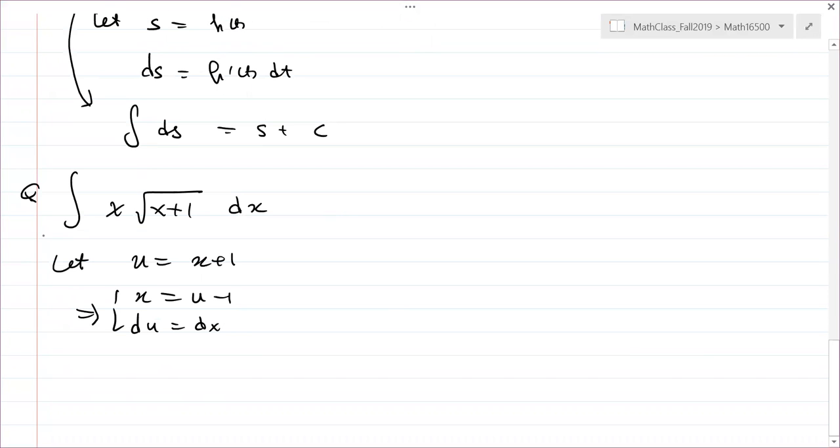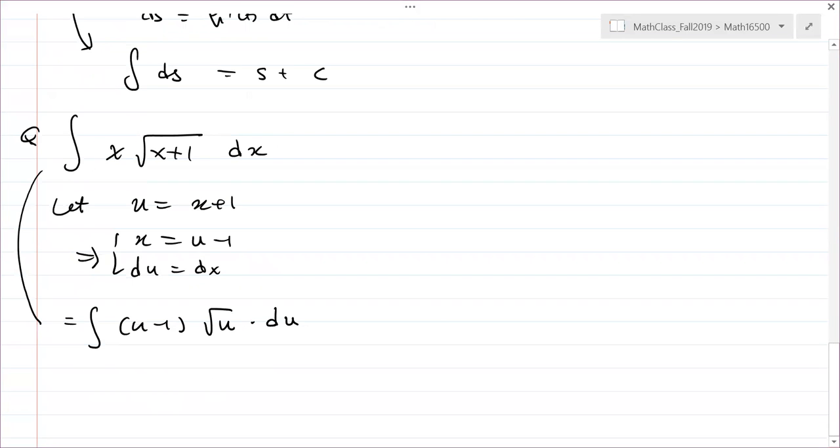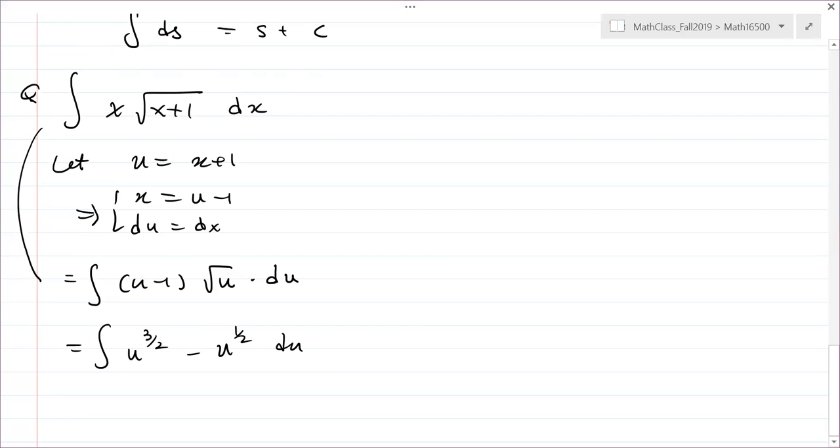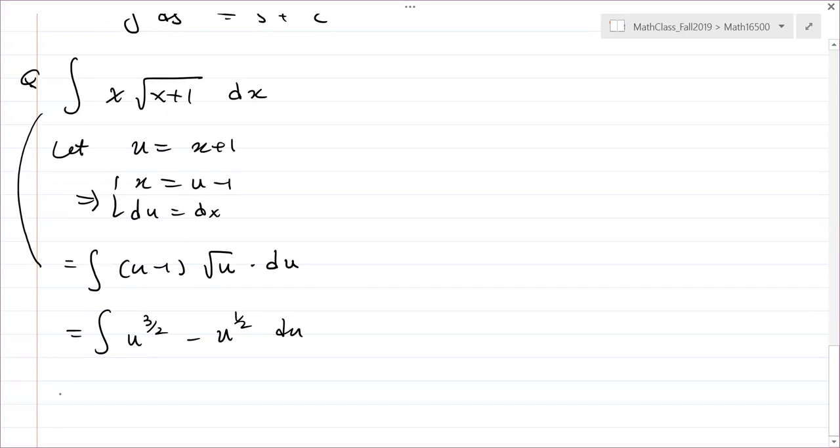All right, so the above integral now becomes the integral of (u minus 1) square root of u, with dx equal to du. This is better. Why? This can be expressed as a sum of power functions. So it's going to be u to the 3/2 minus u to the 1/2, du. So what is the antiderivative of the first term? And what is the antiderivative of the second term?